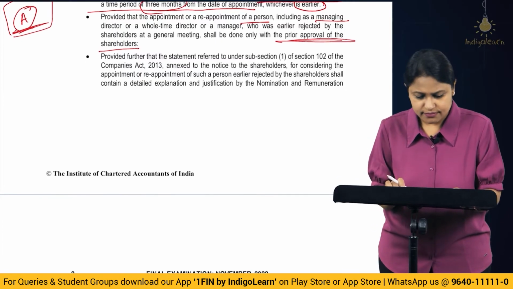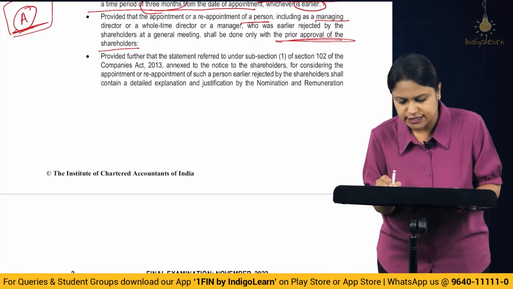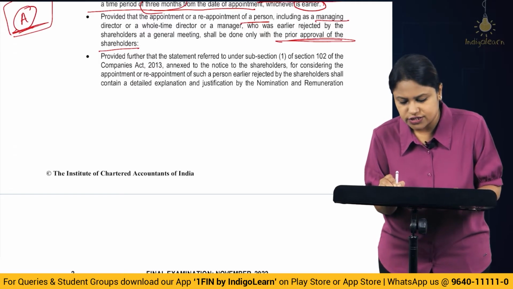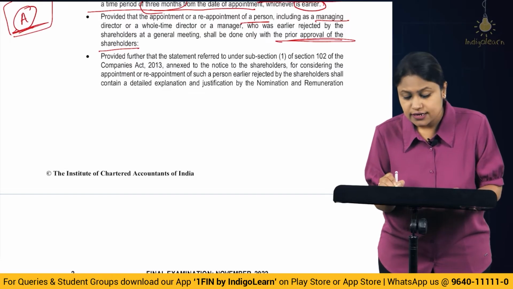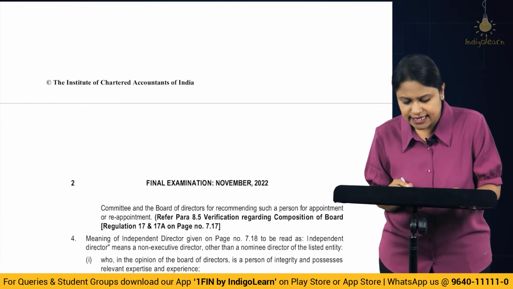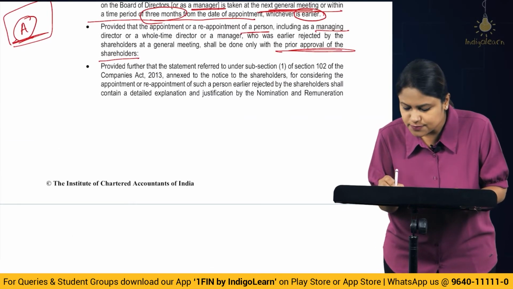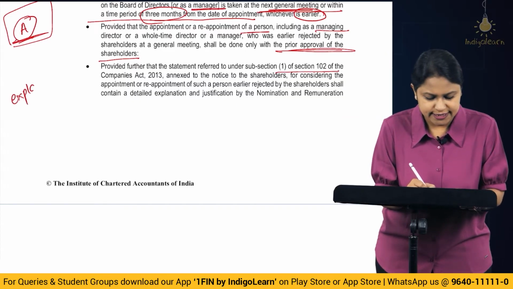Correct? Then, further, that the statement referred to under subsection 1 of section 102 of the Companies Act 2013, annexed to the notice of the shareholders for considering the appointment or reappointment of such person earlier rejected by the shareholders, shall contain a detailed explanation and justification by the NRC and the board of directors for recommending such person for the appointment or reappointment. So what they are saying, as per section 102 subsection 1, that is nothing but you need to annex an explanatory statement.